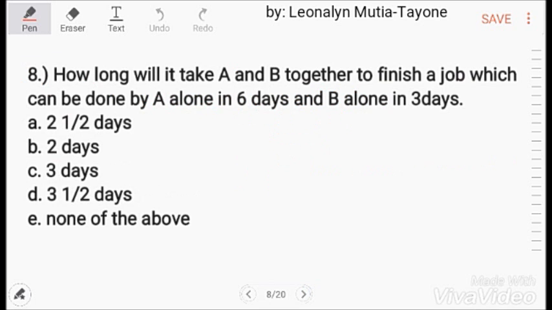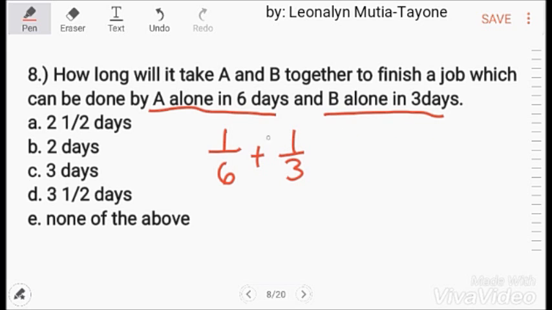Number 8. How long will it take A and B together to finish a job which can be done by A alone in 6 days and B alone in 3 days? One job for 6 days plus one job for 3 days. Kung mag-work sila together, ilang araw yan?